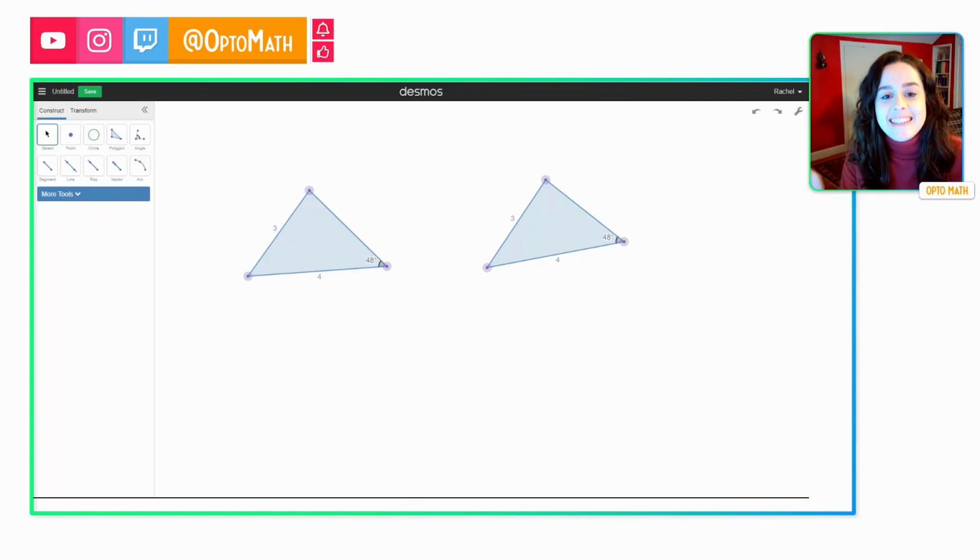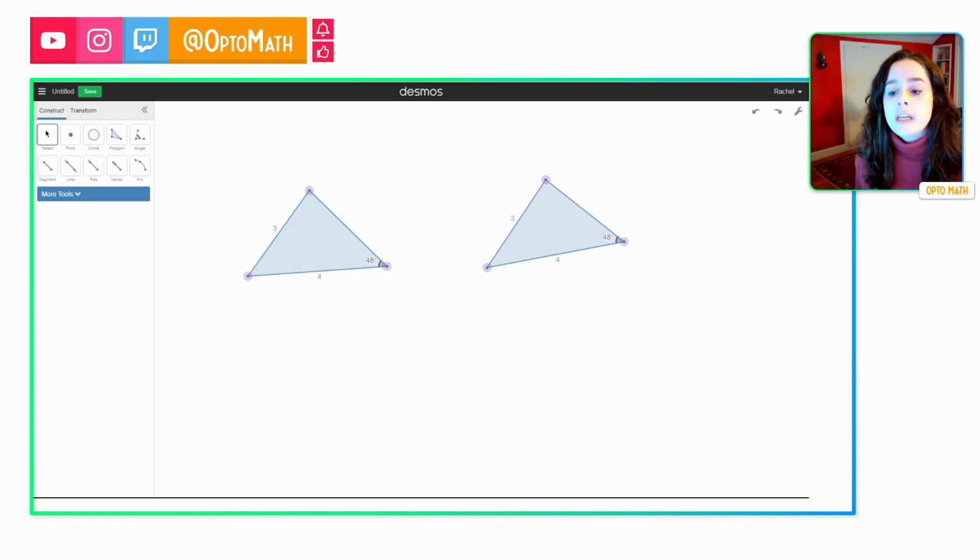Hey Opties! Today we're on Desmos Geometry Tools and we're going to take a look at why side-side-angle is not a triangle congruence theorem and also why angle-angle-angle is not a triangle congruence theorem.